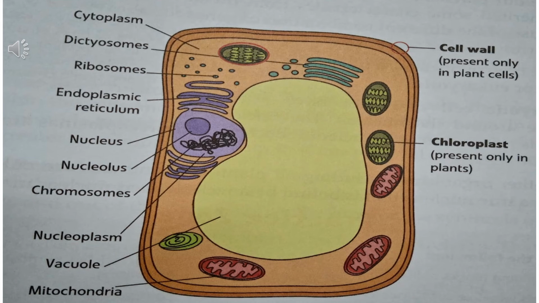The picture shows the plant cell. The outermost layer is known as the cell wall, which is present only in the plant cells, children. And the inner structures are cytoplasm, ribosomes, endoplasmic reticulum, nucleus, nucleolus, chromosomes, nucleoplasm, vacuole, mitochondria. These are all the other organelles present in the plant cell, children.